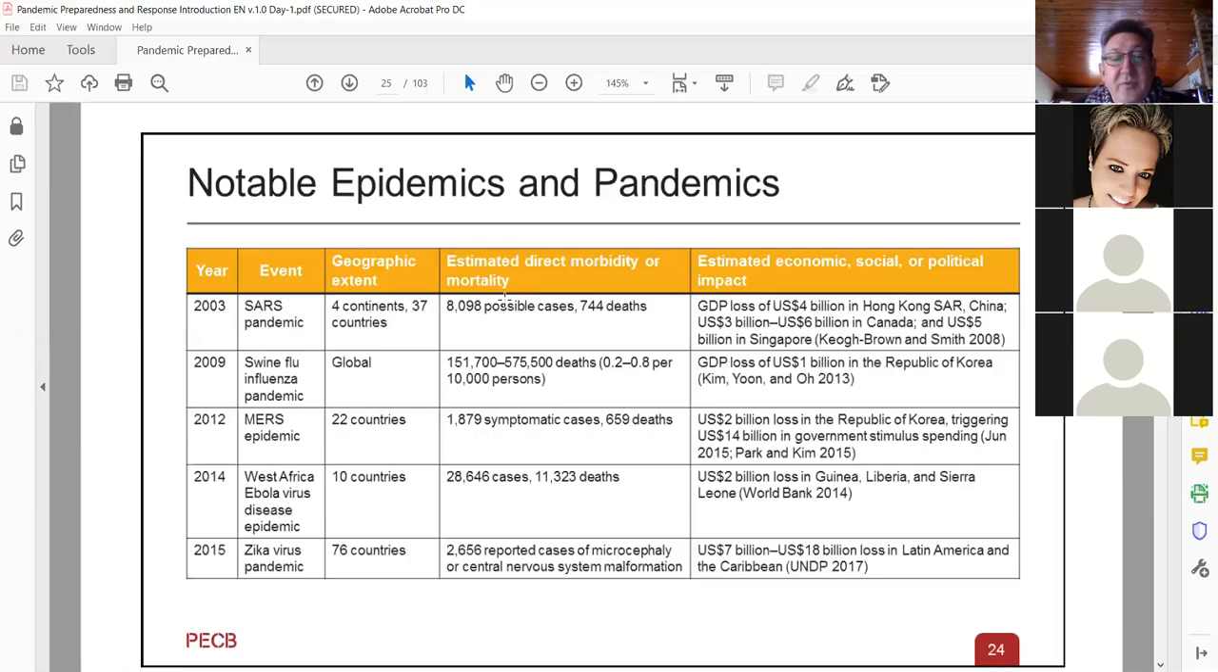And if you go over to 2014, the West Africa Ebola virus, the extent of that was in 10 countries. There were 28,646 cases and 11,000 deaths. And it had an effect of 2 billion loss in Guinea, Liberia, and Sierra Leone.